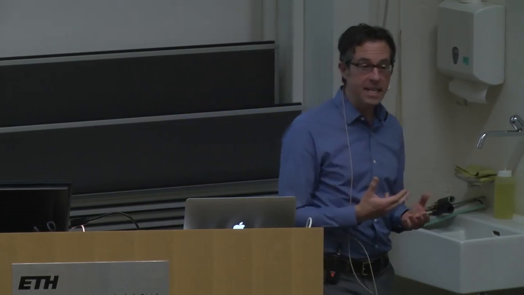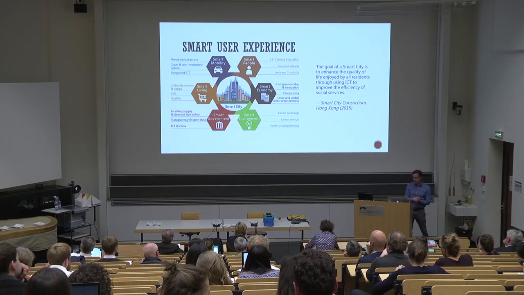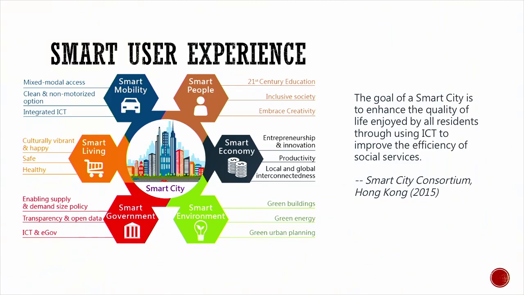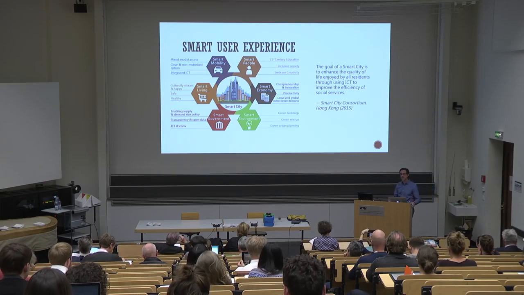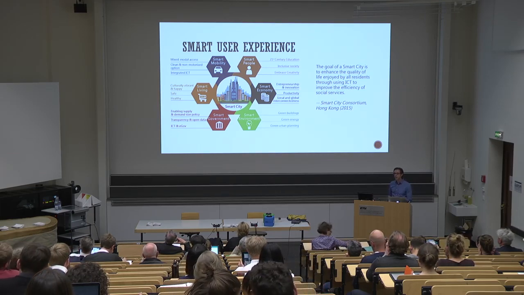So the idea of the smart city and the idea of the smart user experience has been illustrated in a number of different ways. This one I took from the Smart City Consortium in Hong Kong, where this is what is said about it: the goal of a smart city is to enhance the quality of life enjoyed by all residents through using ICT to improve the efficiency of social services. So again, a very located human perspective of what it means to be in a smart city, which is to be in a machine that is satisfactorily efficient, that provides services in a way that is responsive to the perceived needs of the human user, as those needs are communicated through the data that user produces and that the city then collects and aggregates.